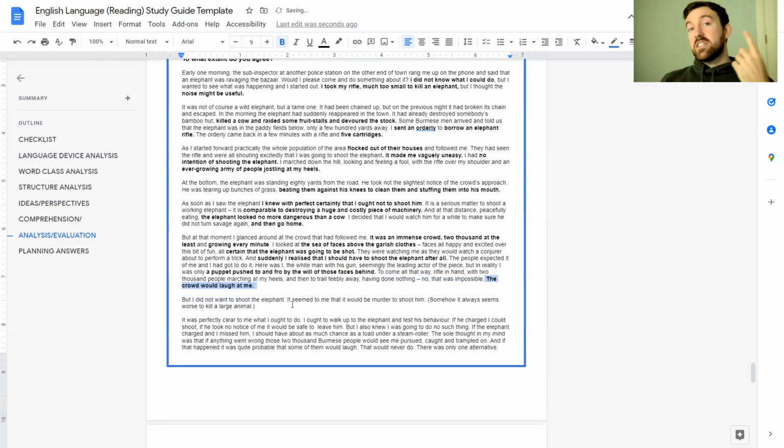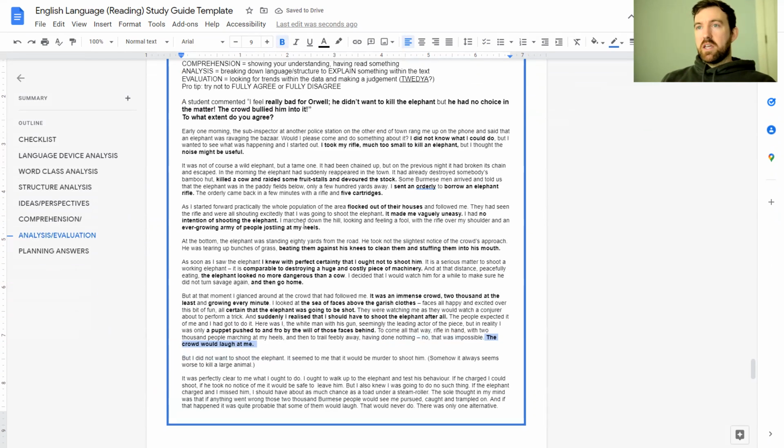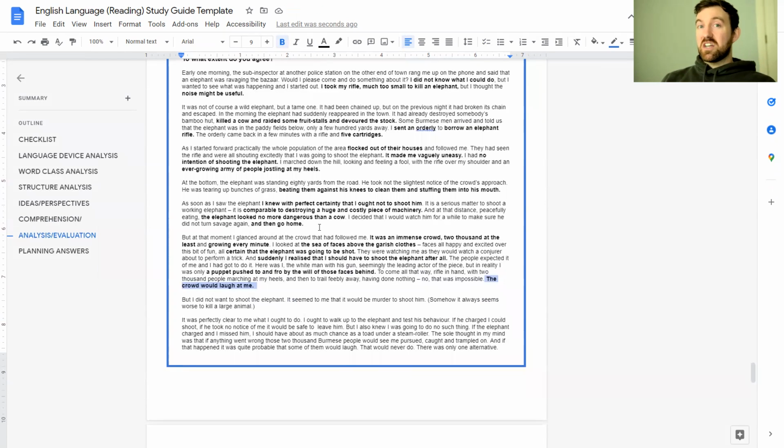Now, this quote disagrees that the crowd is bullying him in some sense, right? Because the crowd haven't actually done anything. This is in his head. He's worried about how he'll look. Now, you don't need to know the context of the piece, but Orwell was in the British Army at this time, and this is a time of the British Empire. He's in Burma, which is now called Myanmar, and he's a British military police officer, basically, in this country.